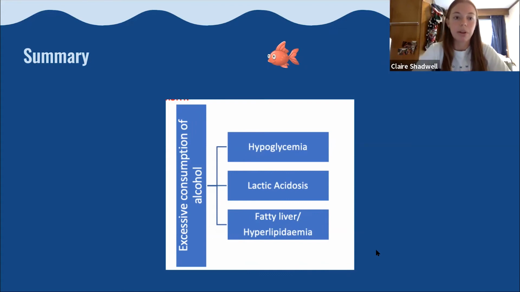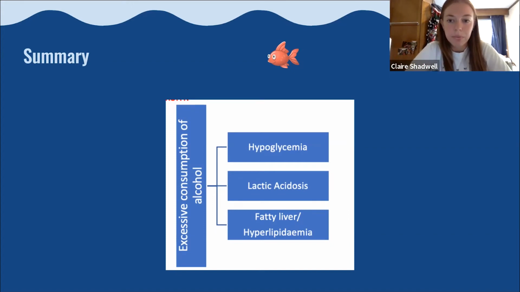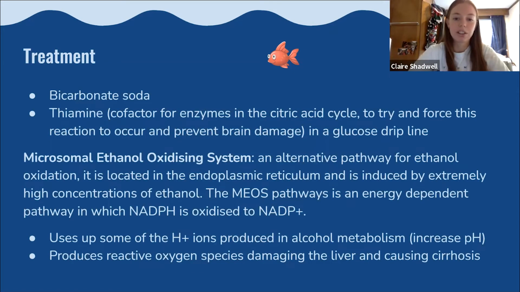And then hypoglycemia occurs because gluconeogenesis cannot occur due to the lack of intermediates as well. And then treatment, they kind of chuck this in on the end, but I think it's pretty low yield. Treatment is with bicarbonate soda or thiamine. This is a cofactor for enzymes in the citric acid cycle to try and force this reaction to occur and prevent brain damage, with a glucose drip.